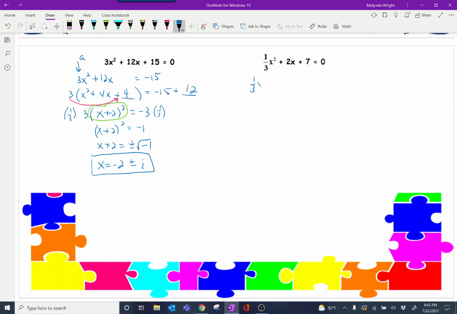So I've got 1/3 x squared plus 2x. Let's move the negative 7, the 7 over to the other side. All right, great. Oh goodness, so I'm going to have to factor out a 1/3. Okay, that's weird. And factoring out a 1/3 from a 2 is just really weird.